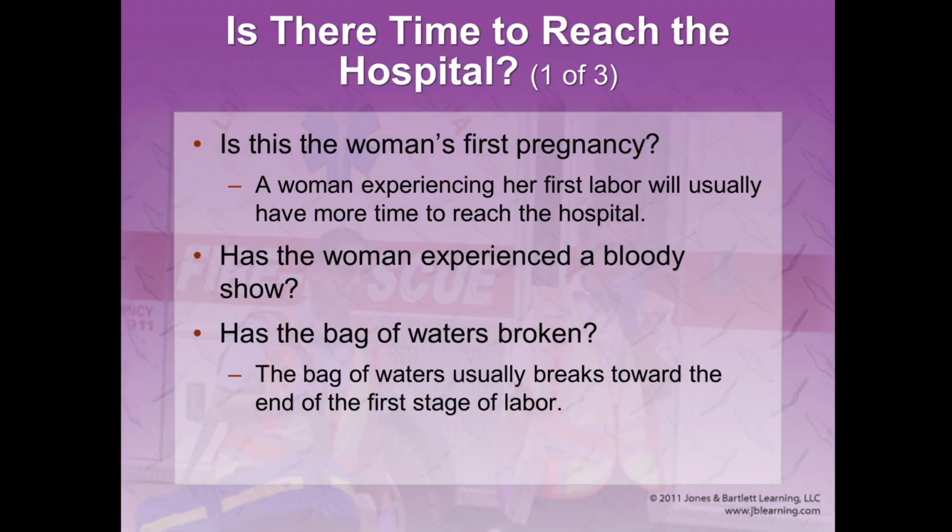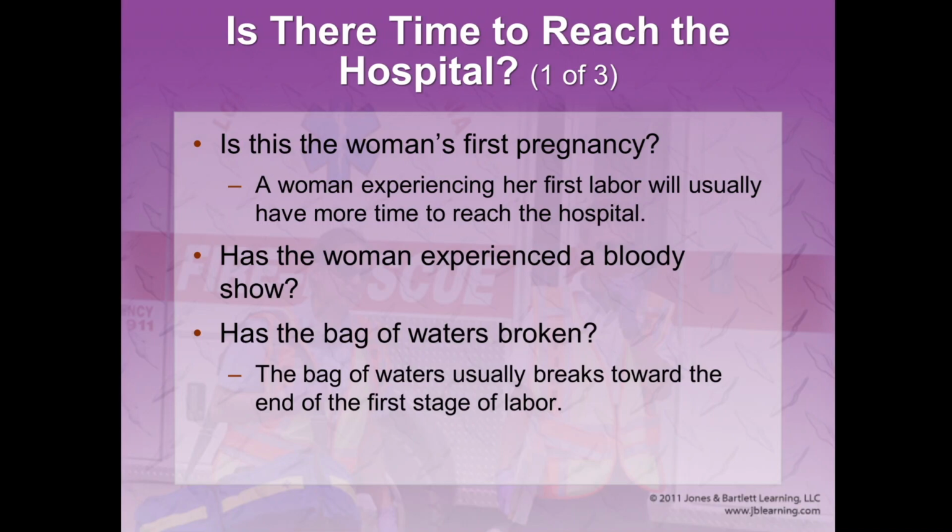So when we're helping the mother deliver her baby, we have to keep in mind, is this the woman's first pregnancy? These questions that we are going to go through are going to determine whether or not we have actual time to stay on scene or if we are going to bring her to the hospital. So if it's the woman's first pregnancy, it is said that she may have more time to reach the hospital.